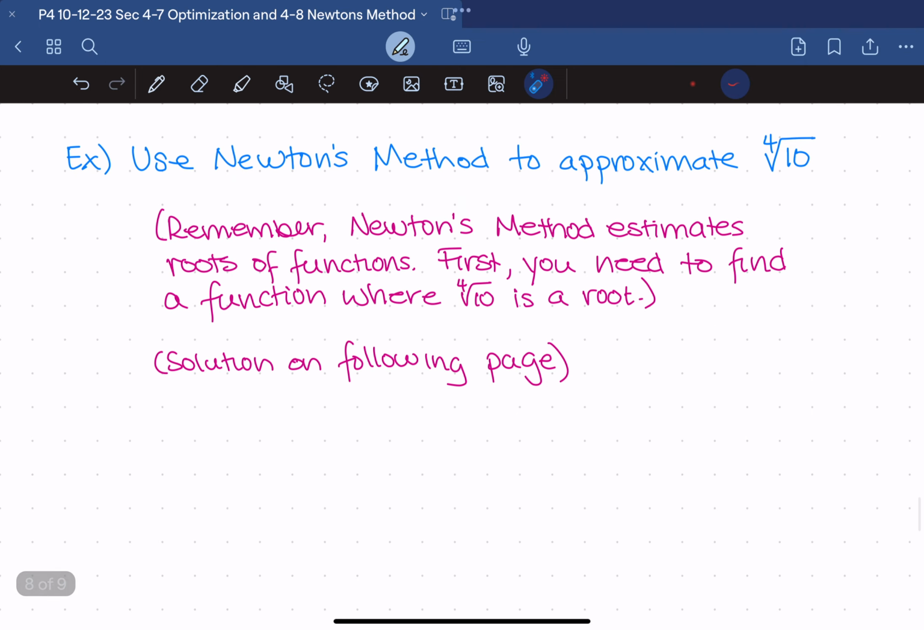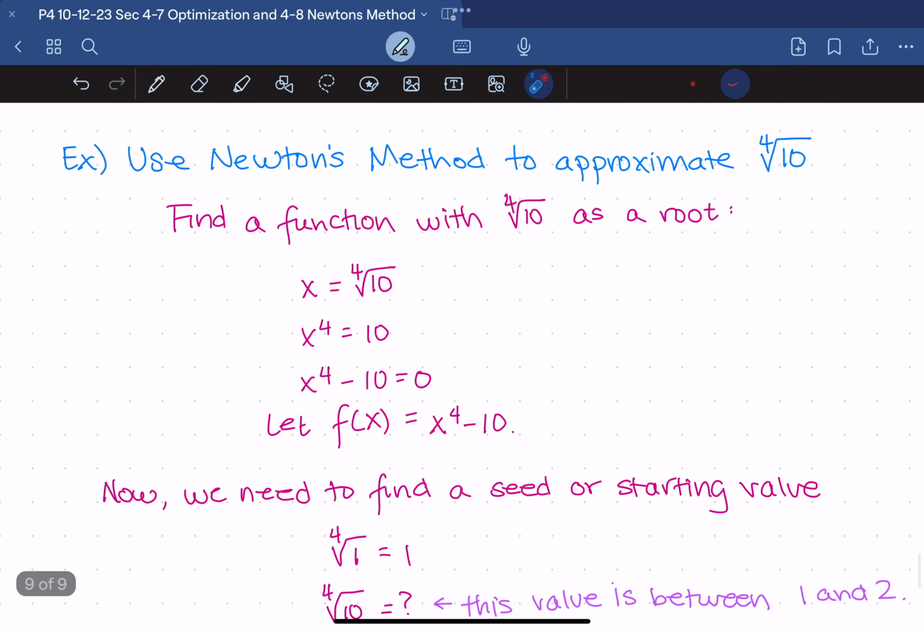Anyway, try this one. And a little hint, because remember, Newton's method is to find roots of a function. This is not a function. This is just a value. So you need to find a function that has this as one of its roots. You can pause the video now or not. All right, here we go.